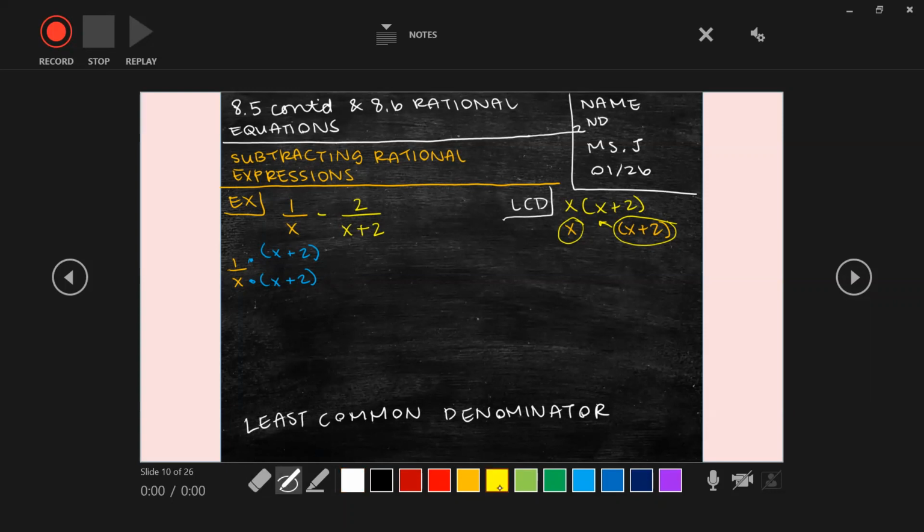Then we're subtracting 2 over x plus 2. What do I need to multiply my numerator and my denominator by in order to get x times x plus 2 in the denominator? Jesse? Not quite. So we need to get x times x plus 2 in the denominator. So what's missing? So there should be another x. So I'm going to multiply my numerator and my denominator by x. See how that works?